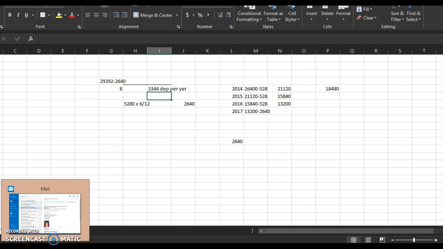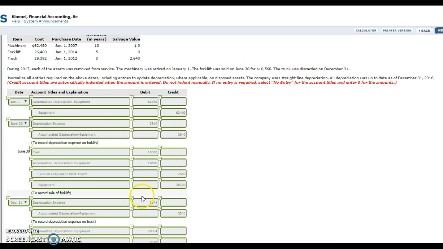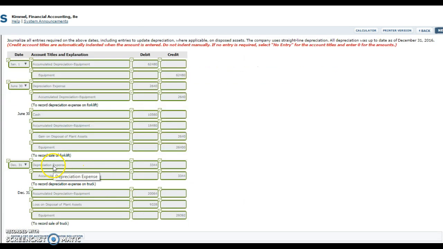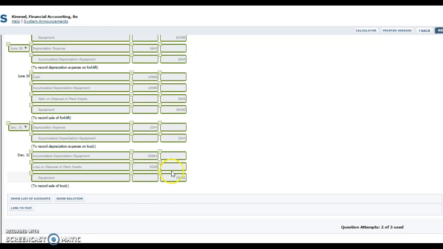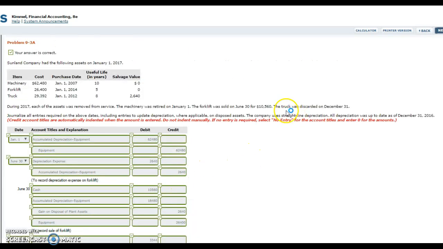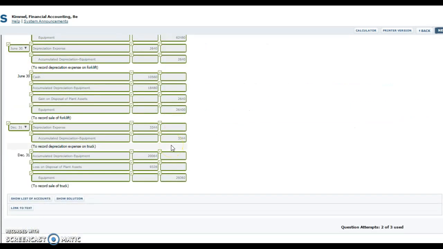So with that in mind, we can go back to our problem, and we're going to record debit depreciation expense for the $33.44, and then credit accumulated depreciation for $33.44 as well. Now we just need to record the sale of the truck, and again it's very similar to the sale of the forklift. The only difference is because we are discarding the truck rather than selling it, we lose the entry to cash because there is no cash actually recorded on this account.